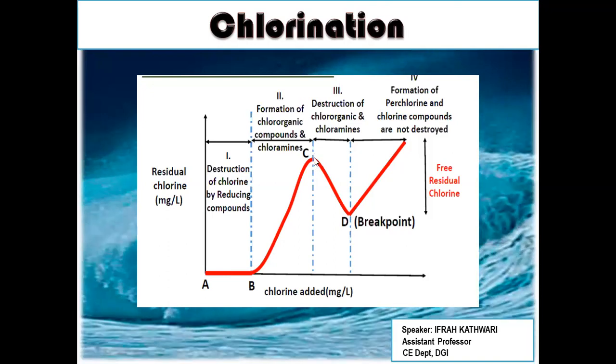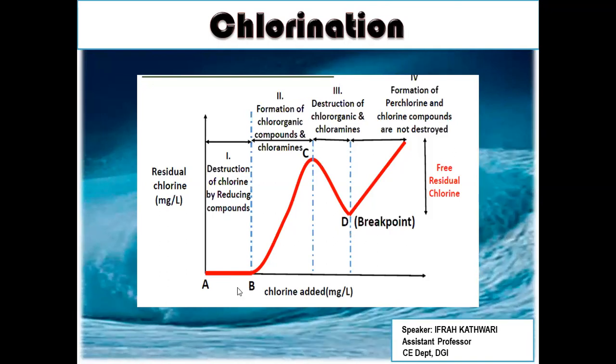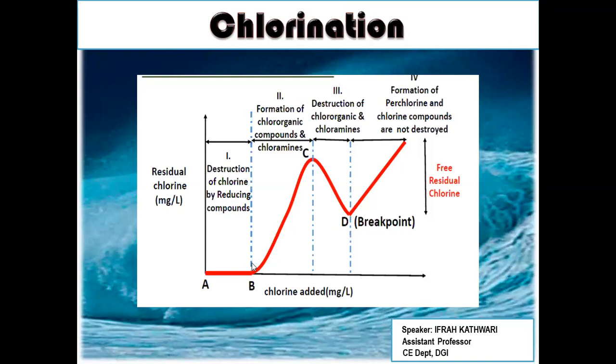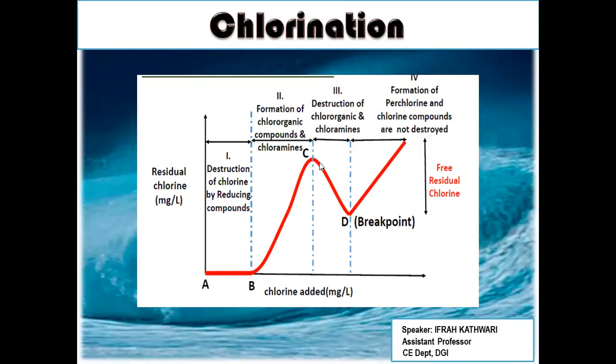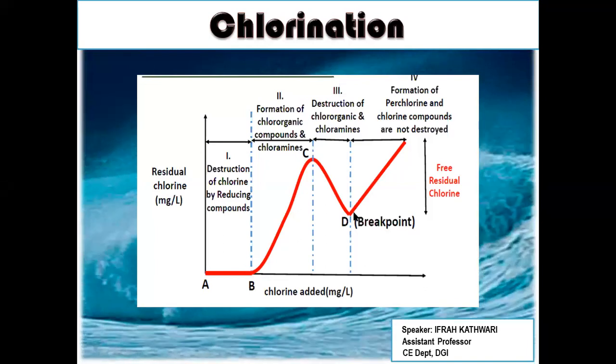Then there is the destruction of these chloramines also, so it goes on decreasing. First there was destruction of chlorine, after that there was formation of chloramines, then there was destruction of these chloramines also. This is the breakpoint chlorination over here, wherein there is the destruction of chloramines.